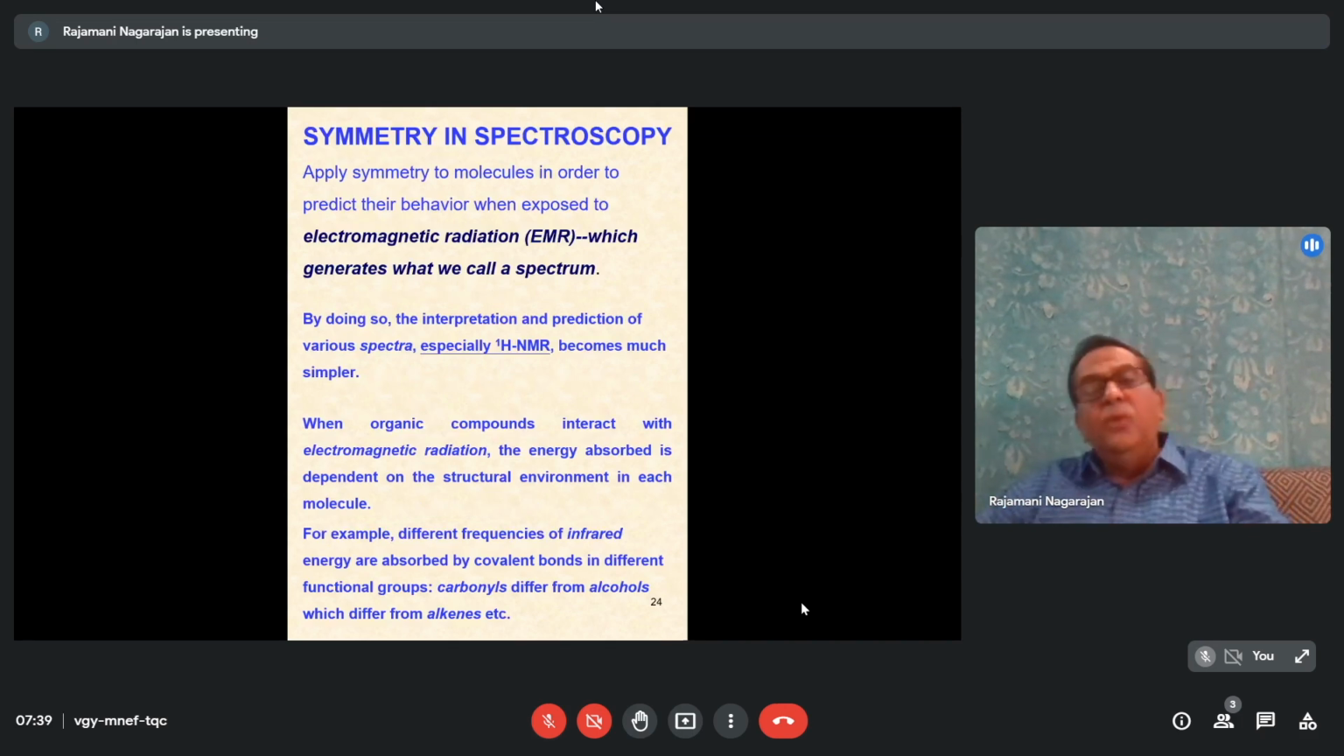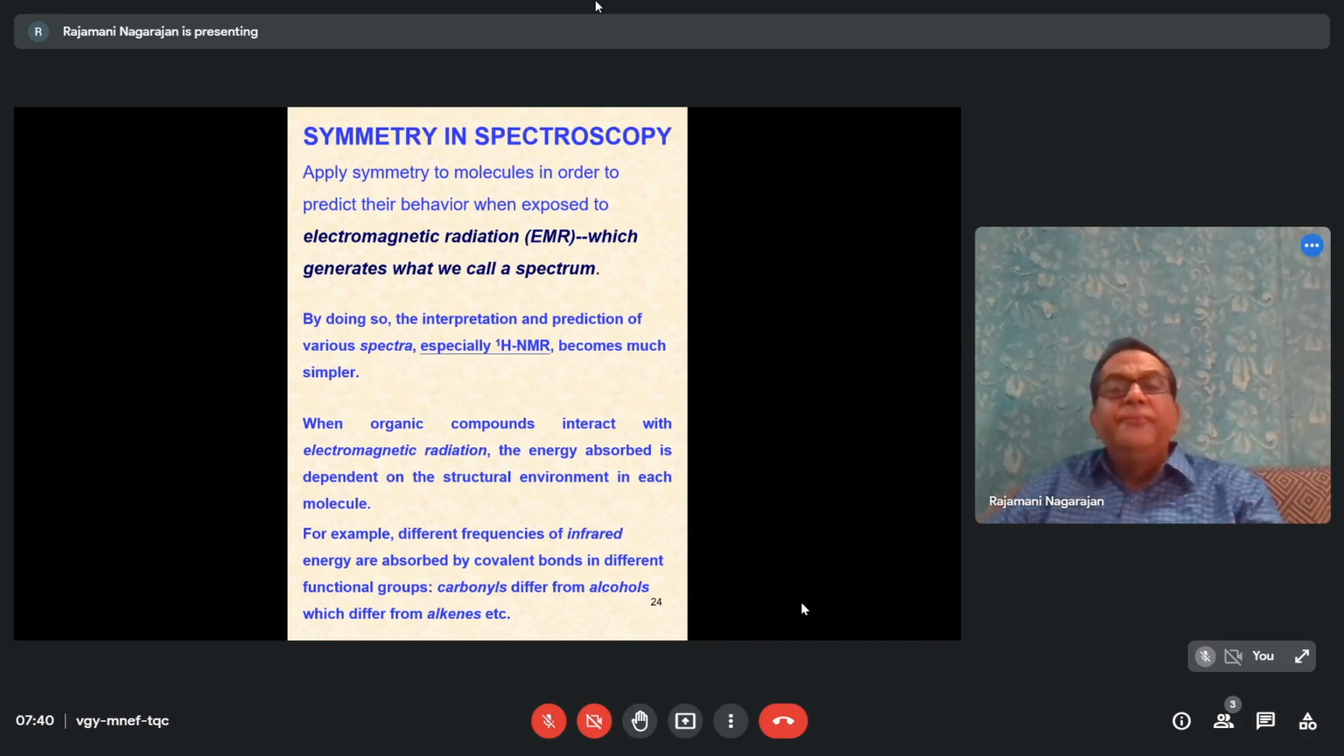How can we make use of this symmetry in spectroscopy? Let us apply symmetry to molecules in order to predict their behavior when exposed to electromagnetic radiation, which generates what we call a spectrum. We shine electromagnetic radiation on a particular molecule and record how it responds, and that is nothing but a spectrum. By doing so, the interpretation and prediction of various spectra, especially proton NMR, becomes much simpler.